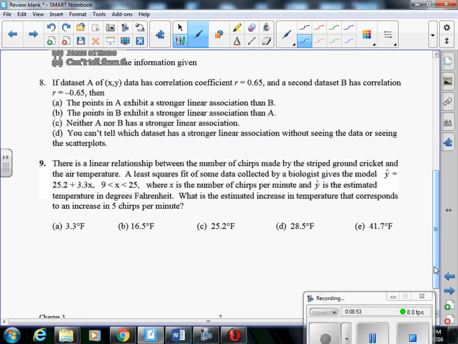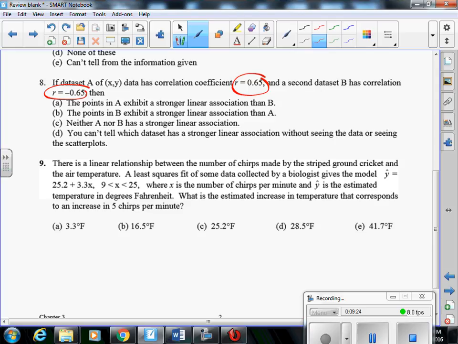Number 8. If a data set A of XY data has a correlation coefficient of R and the second data set has a correlation of negative 0.65, then we'll look at the differences, guys. These two numbers are the exact same number, but one is positive and one is negative. Does that make the association any stronger or less strong? No, it's the same strength of association. It's just that one has a positive association and one has a negative association.